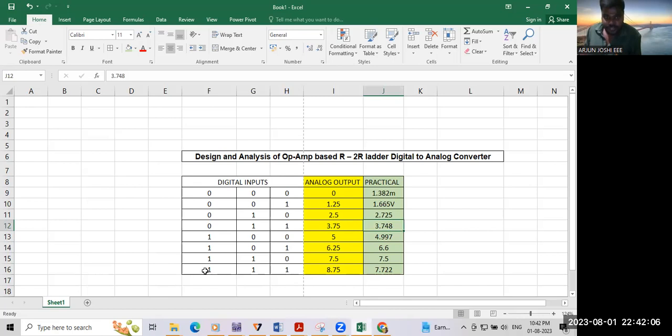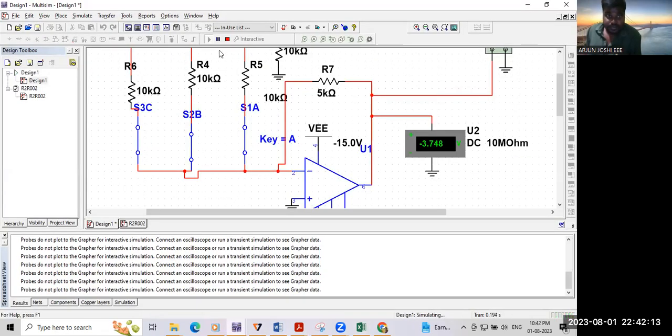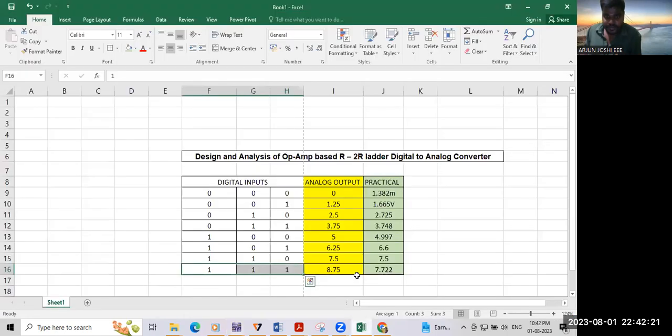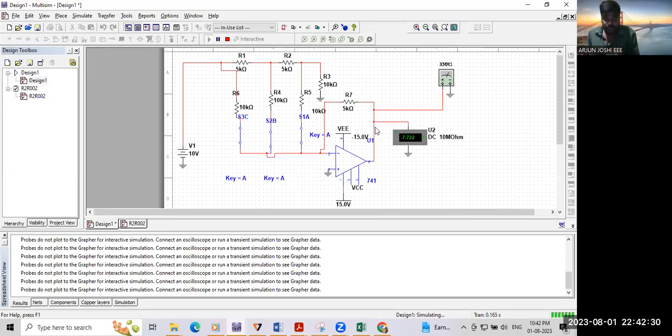I'm going to check directly the last combination, number 111. 7.7, I think. You need to write 7.7 here. The theoretical value is 8.75, while the practical value shows 7.7. This is how you need to check the output.